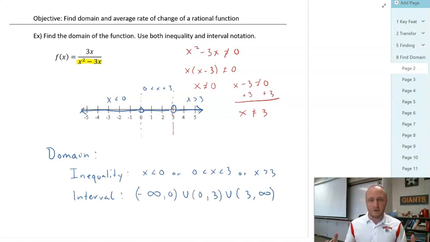Again, just to summarize, find the discontinuities of the rational function. Where are the asymptotes going to occur? I have a vertical asymptote at 0 and a vertical asymptote at 3. Therefore, we exclude them from the domain. So all real numbers except those values.